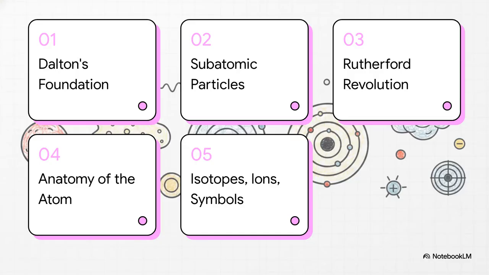Here's our roadmap for today. First, Dalton's atomic foundation. Second, discovering subatomic particles. Third, the Rutherford revolution. Fourth, anatomy of the atom. And finally, 5, isotopes, ions, and symbols. Let's get right into it.